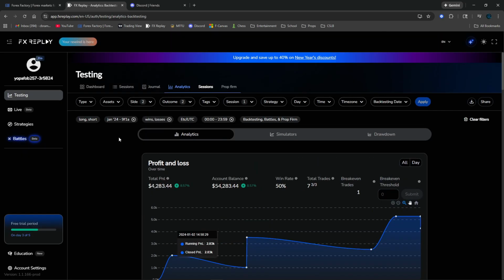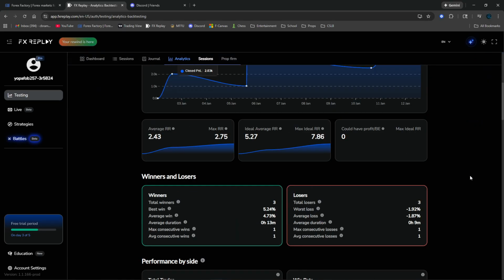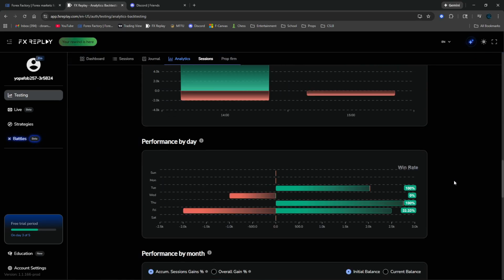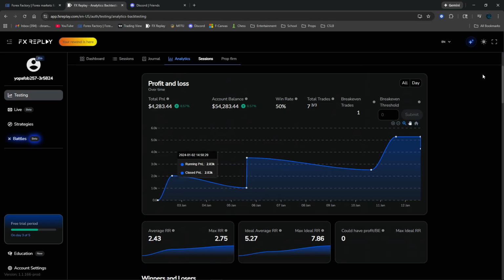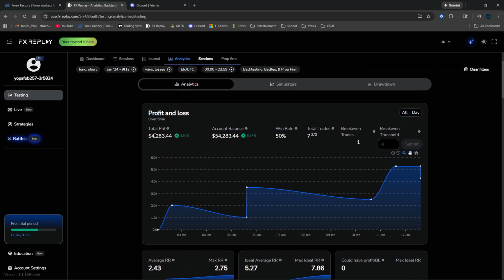Okay, so anyways, I hope you nerds enjoyed that. Here's where we finished off for the first 2 weeks. Pretty decent. Up for just shy of $4,300, with a 50% win rate, which is pretty ass. That is what I want to improve most.